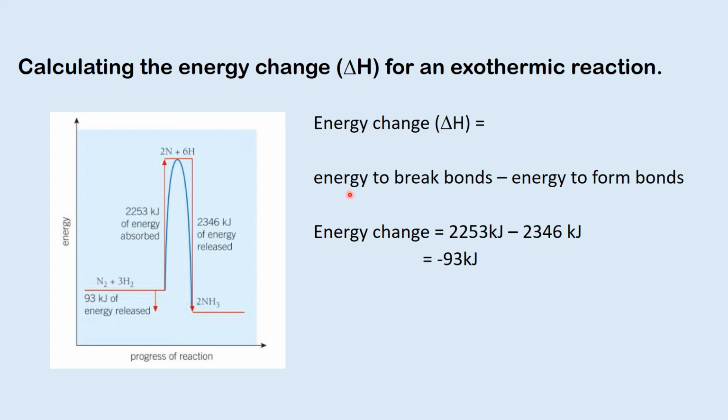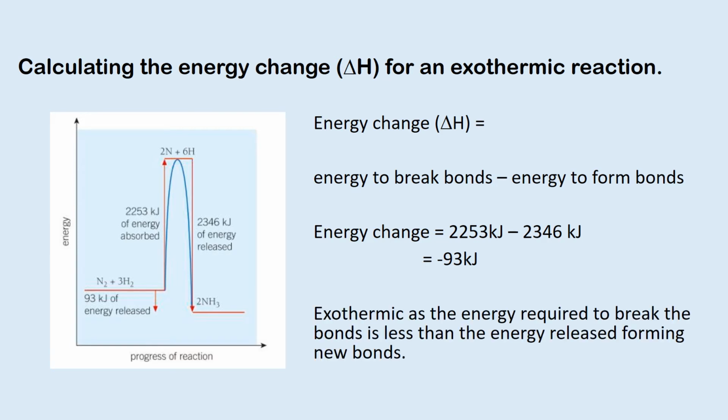So it would still be the energy to break the bonds, take away the energy to form new bonds. And endothermic, of course, the products would be higher. So you should know if you've got this right or wrong, because in an exothermic reaction, it will always be negative. And in an endothermic reaction, it will always be positive. Which leads us to this statement.